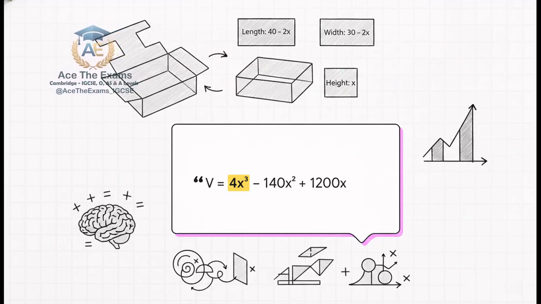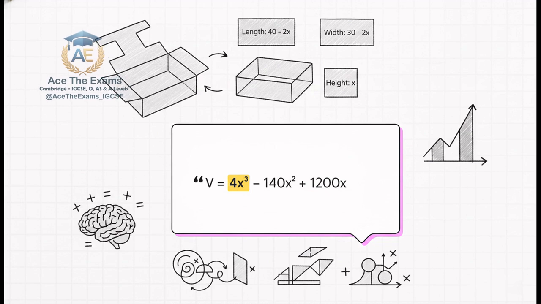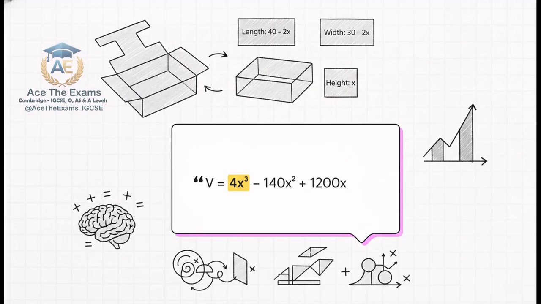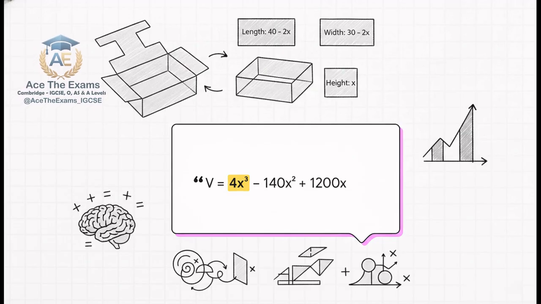It comes from multiplying the new length, which is 40 minus 2x, by the new width, 30 minus 2x, by the height, which is x. When you expand all that algebra out, you get V equals 4x cubed minus 140x squared plus 1200x. It's honestly beautiful. We've completely captured a physical box in a single line of algebra.